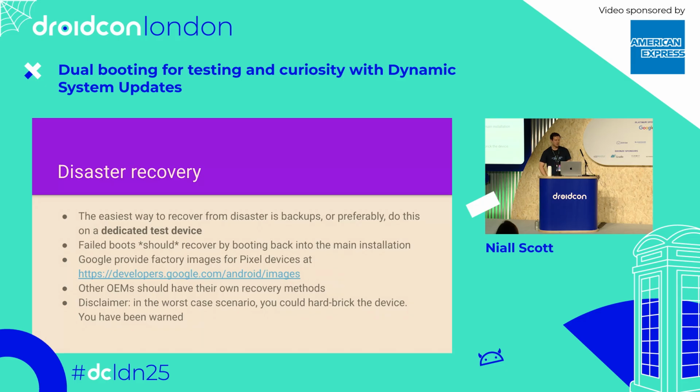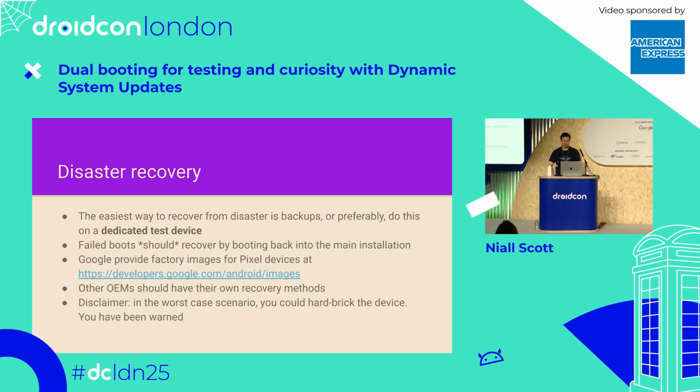Disaster recovery. So if you do have any issues, then you can employ some disaster recovery techniques. As alluded to earlier, the process is destructive to user data. So take a backup of your data, but even better, use this on a dedicated test device. Failure should not usually result in bricking, but this doesn't mean it can't happen. Normally, failure should result in you going back to the main installation where you started in the first place.